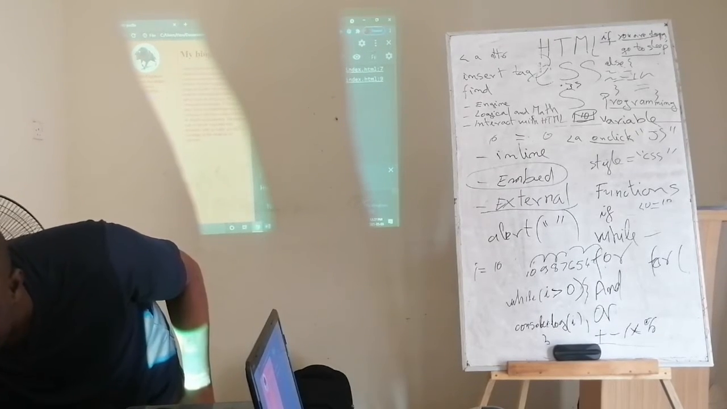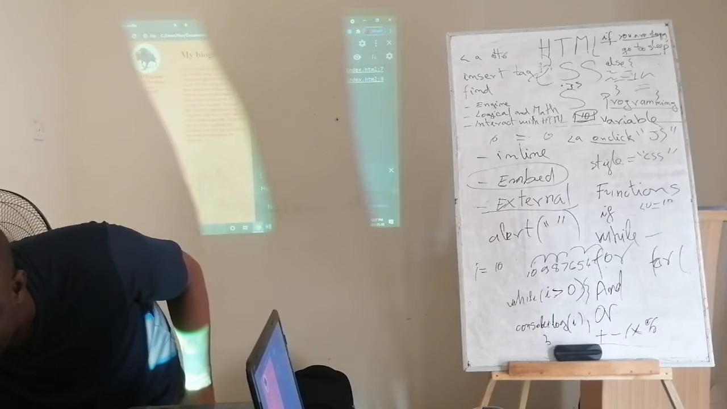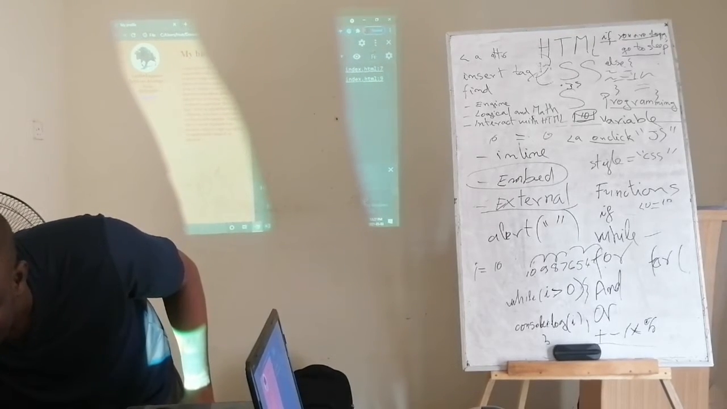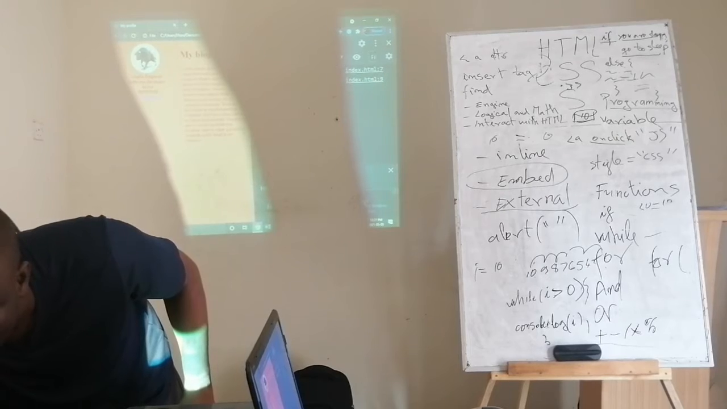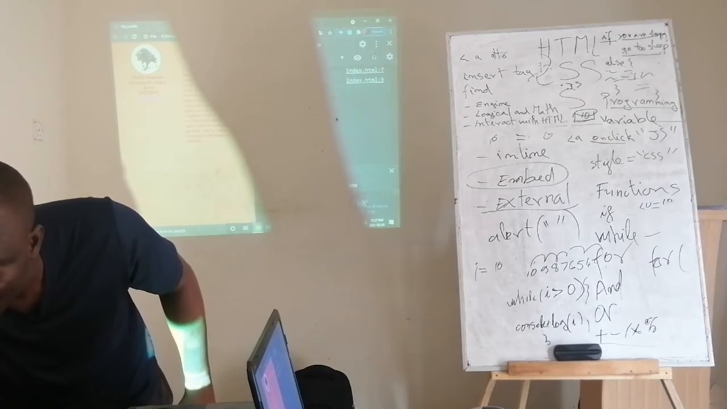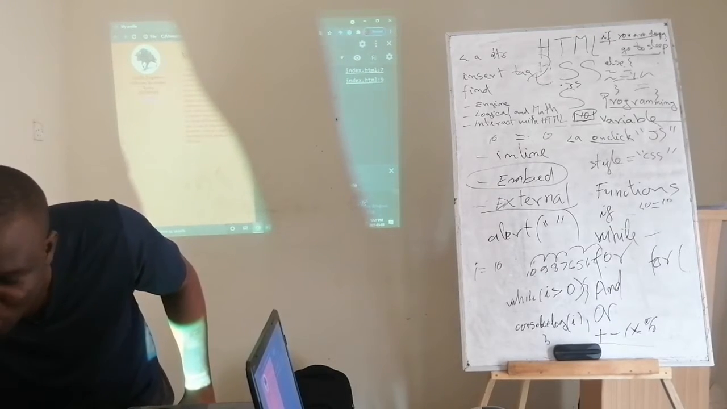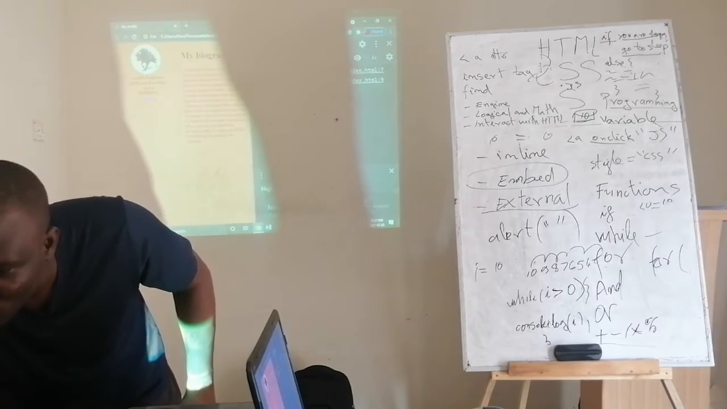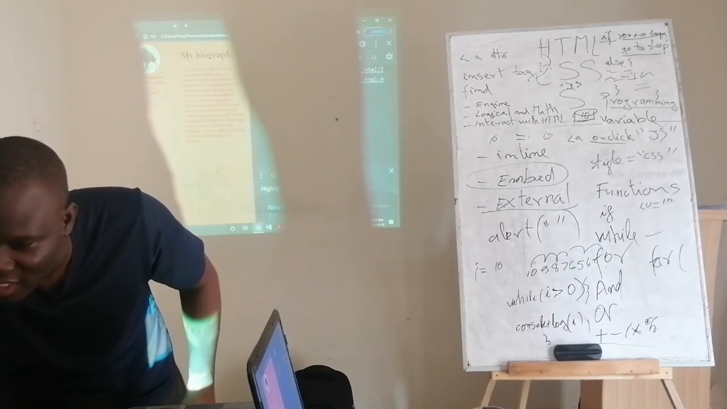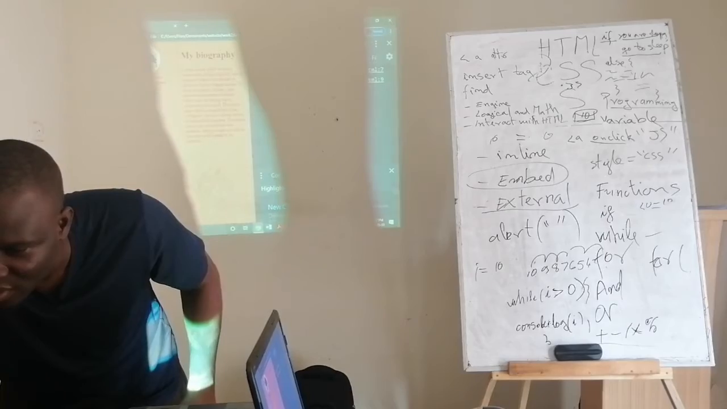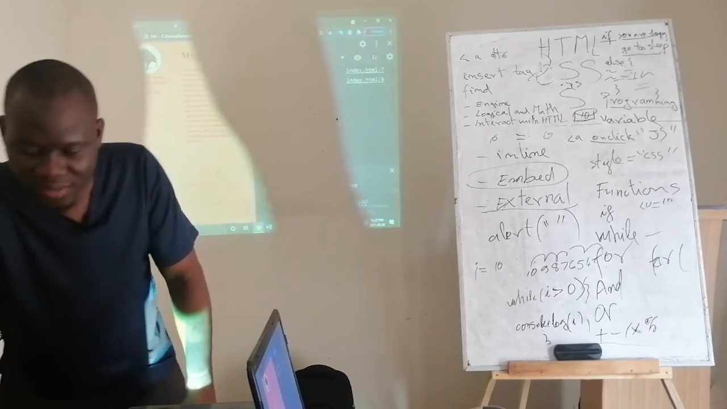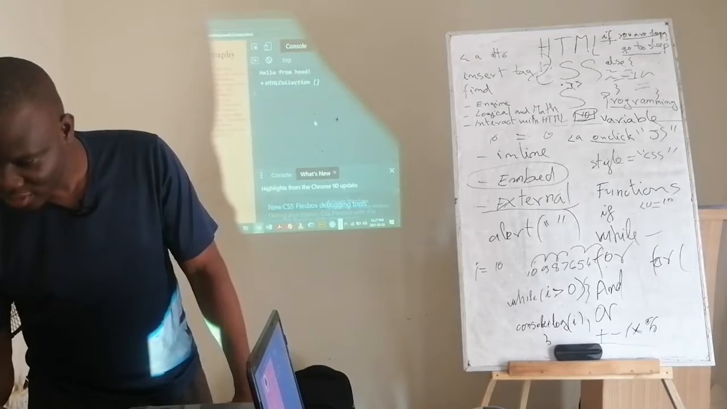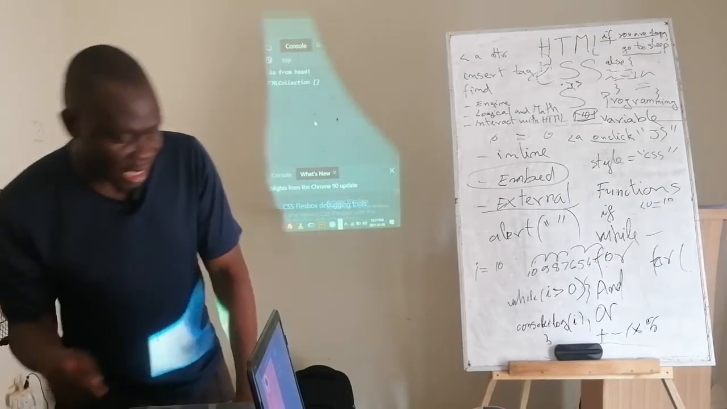Let's see the code again. It's telling us that it cannot find the variable H1. You see, you used it without a quote, right? The H1 here. So you put quotes around it, either single or double quotes. Good. So you can reload. You see? Right, so you see something happens.